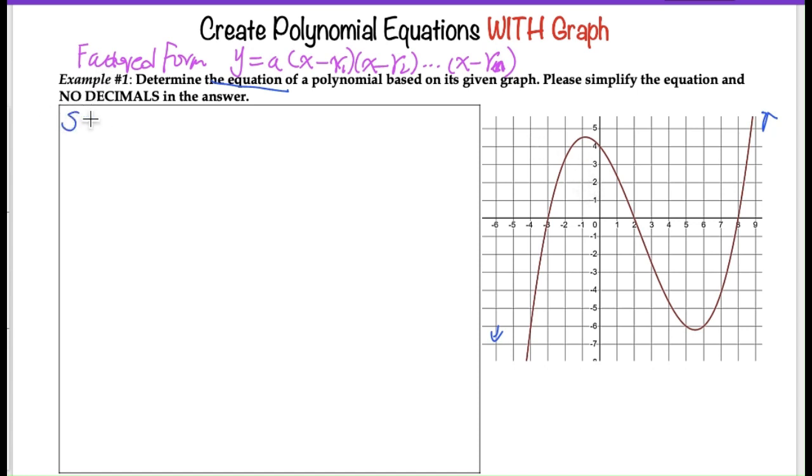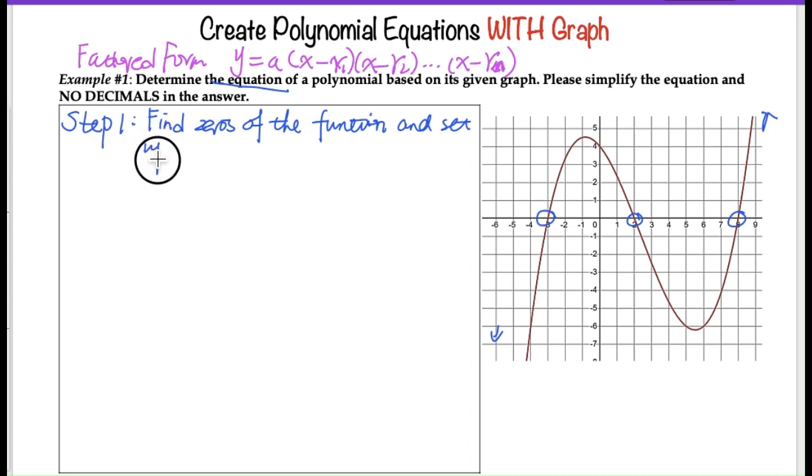Based on the discussion we had before, in order to find the equation of the polynomial, the first thing we need is the zeros. According to the graph, we know the zeros are these 3 points here. So the first step, we are going to find the zeros of the function and use them to set up the equation. This time the equation is going to be in factored form.